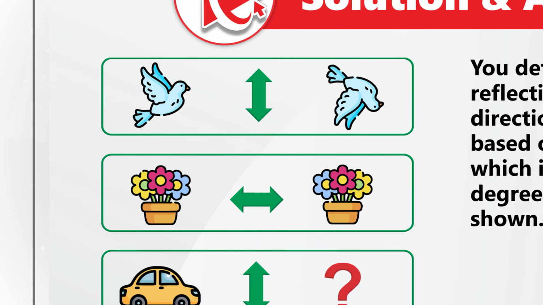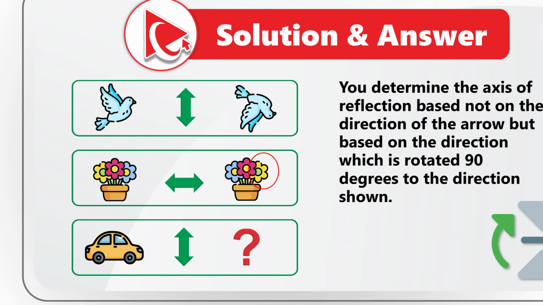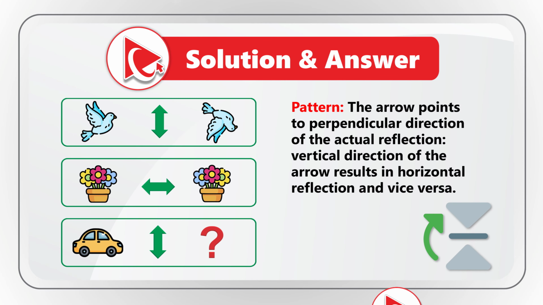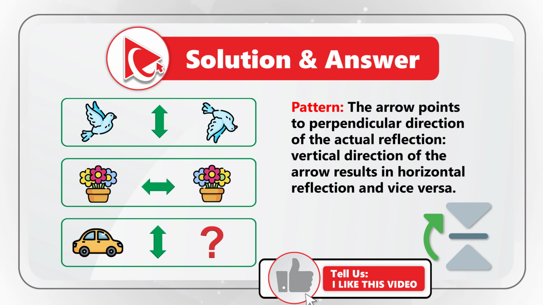We see the flowers with the yellow flower being on the left. And once we do the conversion, basically vertical reflection, because the arrow goes from left to right, we see that the yellow flower is now on the right. So the pattern here is that the arrow points to the perpendicular direction of the actual reflection. For example, vertical direction of the arrow results in horizontal reflection and vice versa.